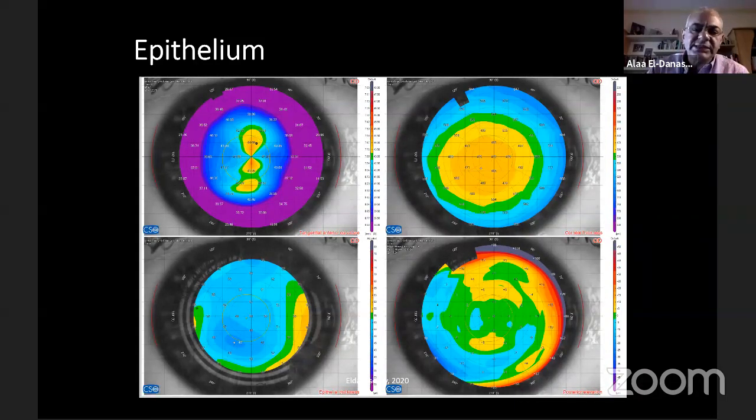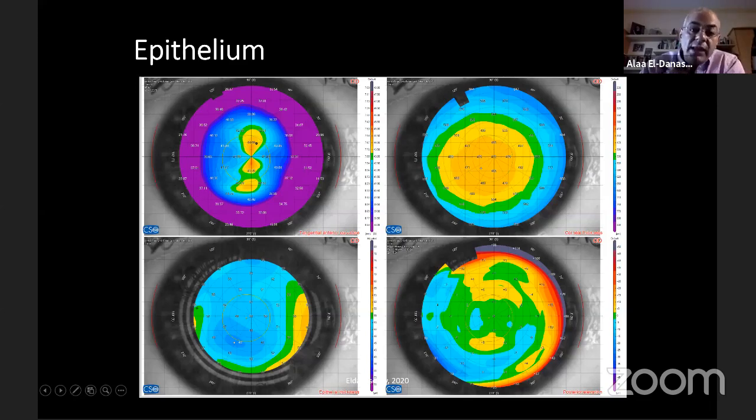And in some cases, it draws your attention, like in this case, for example, where the anterior topography is kind of normal, posterior topography is normal, but you have a thinning on the epithelial map. And the other eye of this patient shows a definite keratoconus. So in this patient, the first sign of ectasia could be detected on the epithelial map.